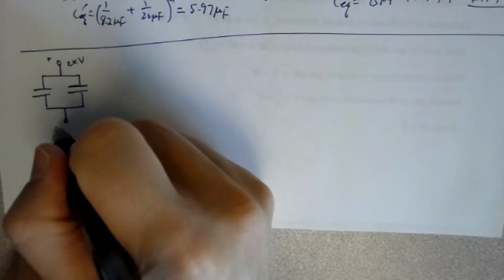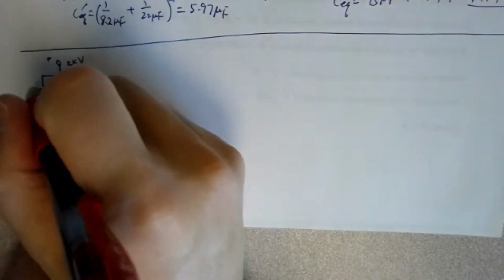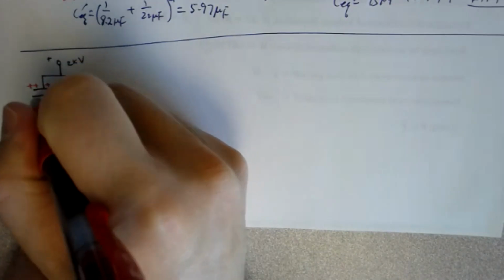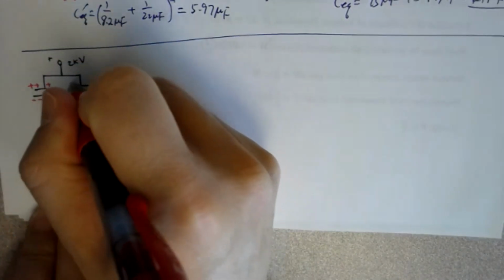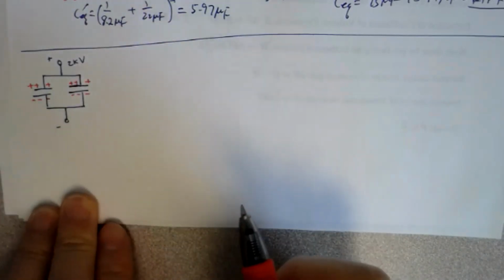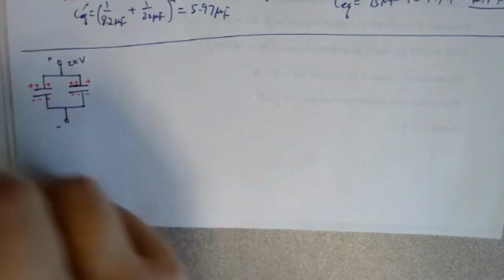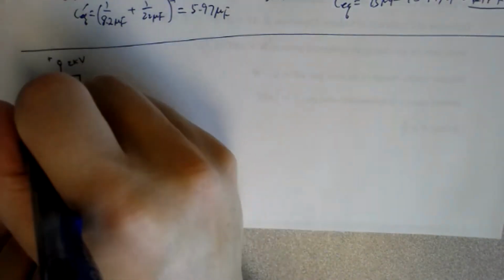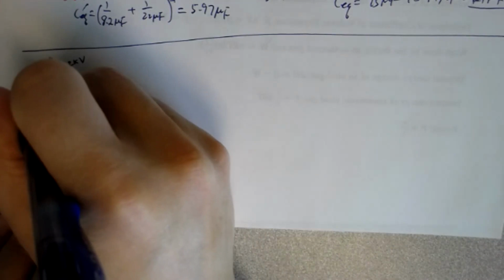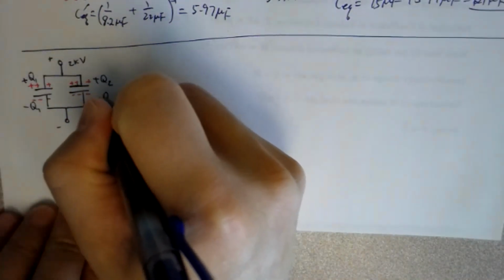Let's call this positive, this negative. Then we'll have positive charge deposited on the top plate here and negative on the bottom, and the same here, positive and negative on the two plates. So this is what happens initially. And we can calculate what the Q is here. Let's call this positive Q1, negative Q1, and then positive Q2 and negative Q2.